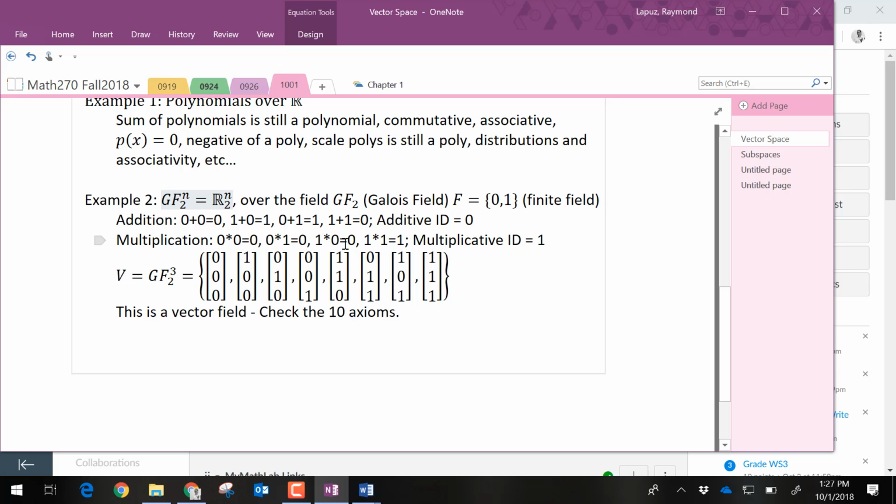GF2 sounds cooler. I got to say Galois in class. It does, but if you say GF, it's like fancy on another level. Once you say Galois once, it's like, yo, I just call it GF.